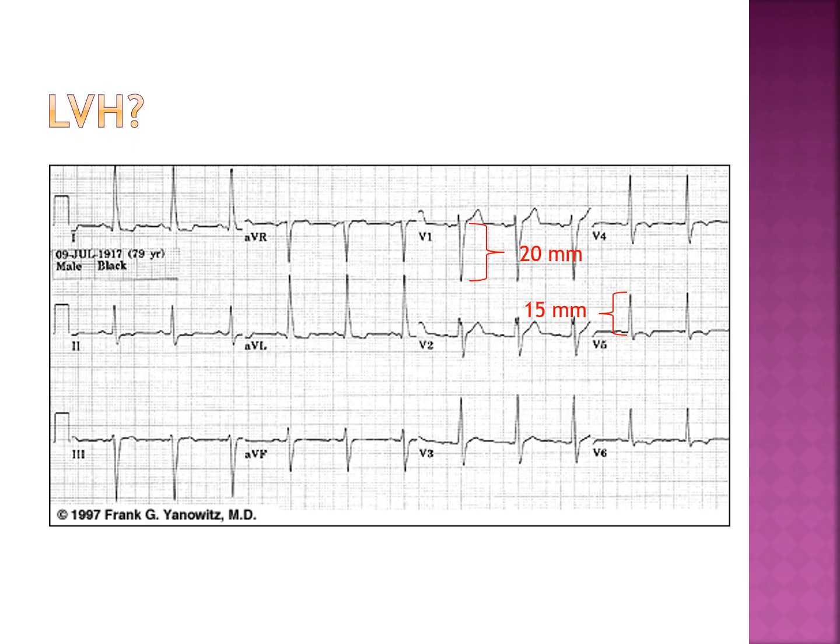So let's go over to AVL and just make sure that AVL is at least greater than or equal to 11 boxes. When we come over here and look, it's pretty evident that you don't even have to really count it out, because look how long that AVL is. AVL is huge. It's greater than 11 millimeters. So we can say for sure that we have a left ventricular hypertrophy.